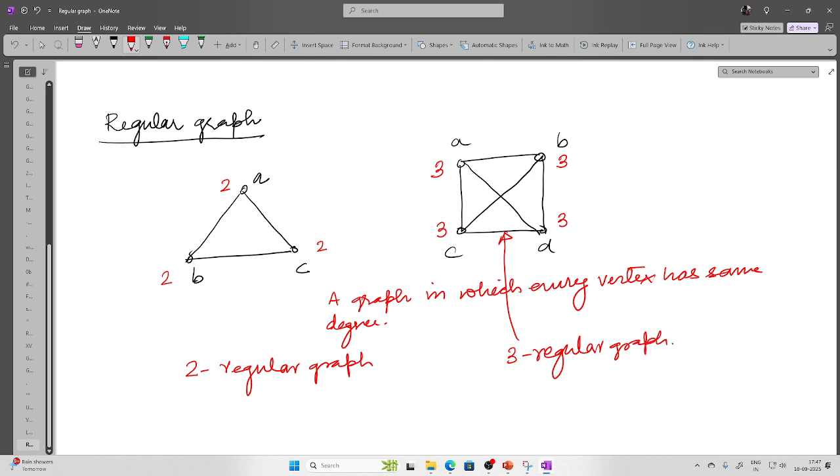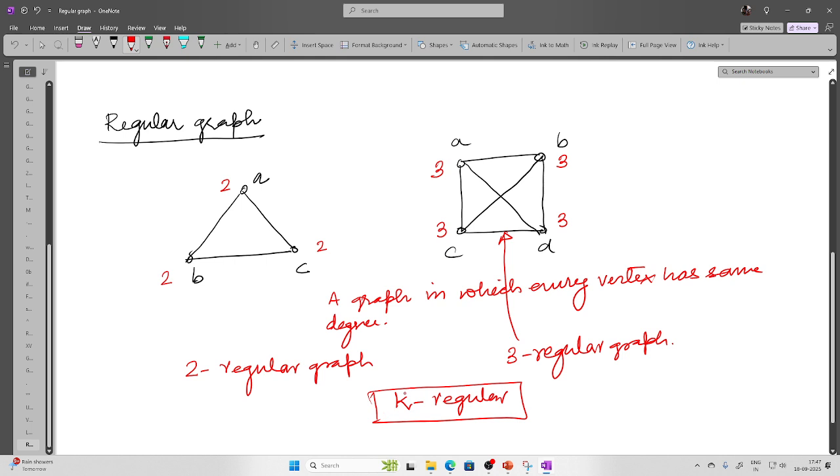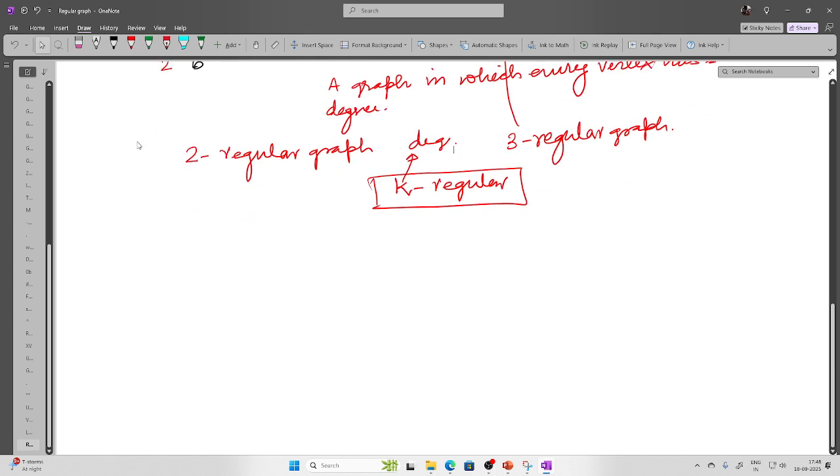So in general, regular graphs are written as k regular graph, where k is the degree of each vertex in that graph. So a regular graph in which all the vertices have the same degree, that is k, is called a k regular graph. So let us take one example.